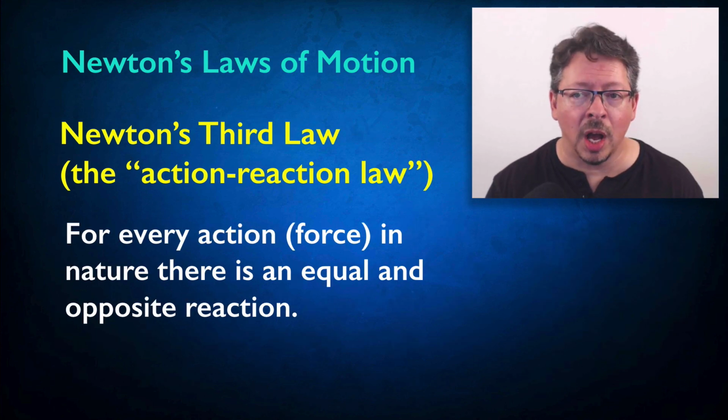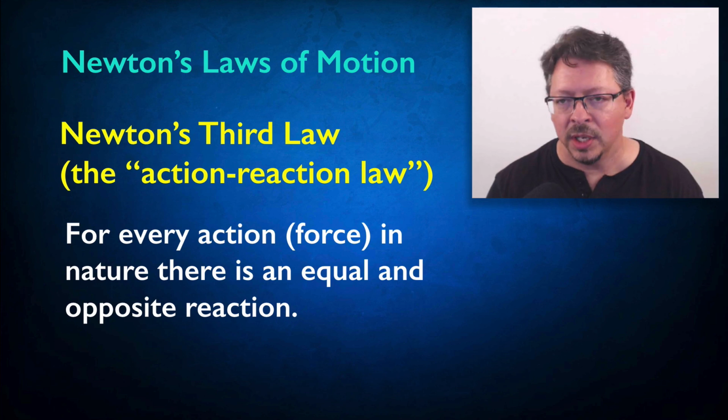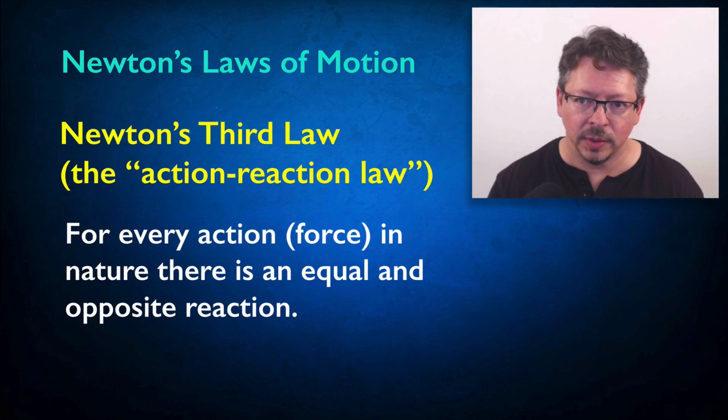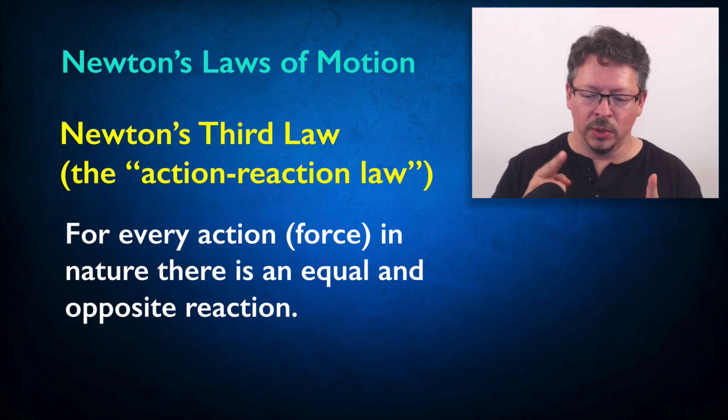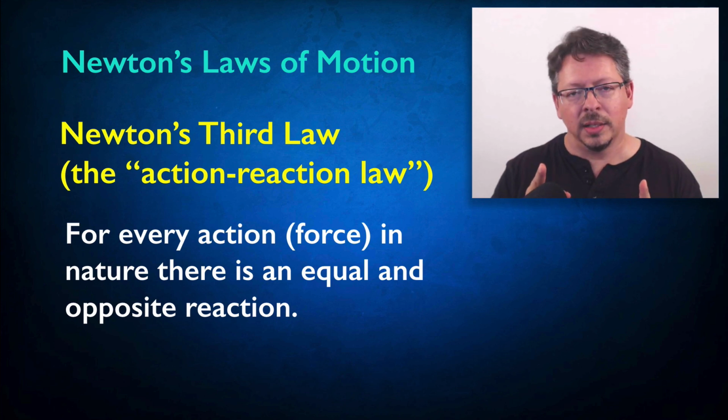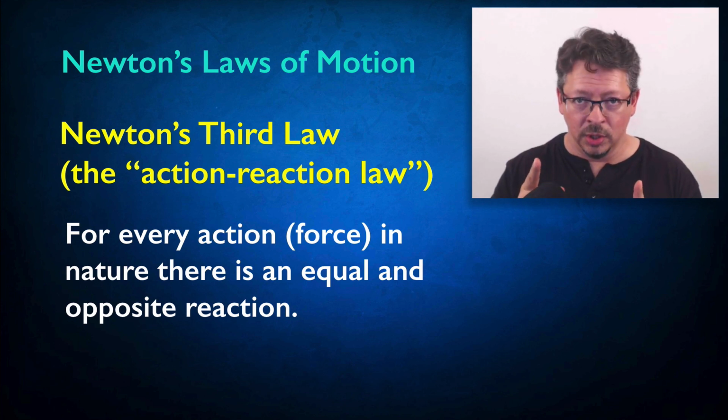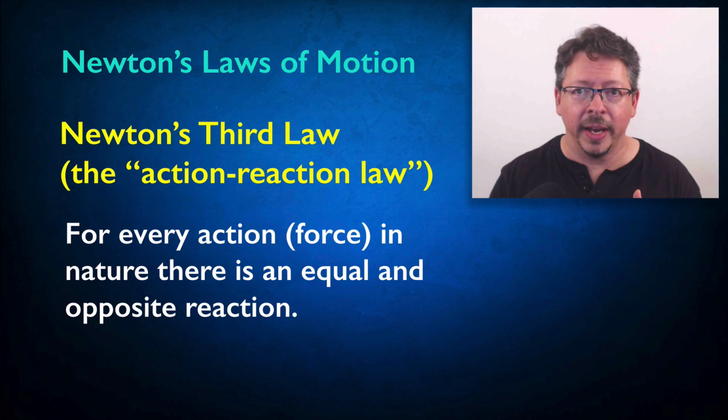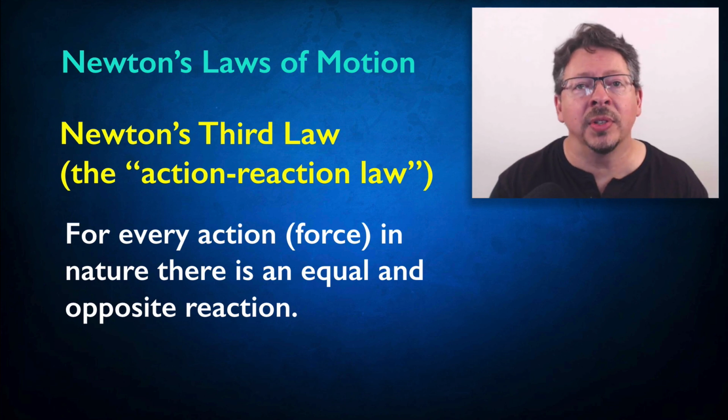Now, Newton's third law says that for every action, for every force applied on a body, there is an equal and opposite reaction. So if object A exerts a force on object B, then the third law says that object B also exerts an equal and opposite force on object A. So if I'm pushing against a wall and the wall's not moving, then the wall is pushing back on me with an equal and opposite force.